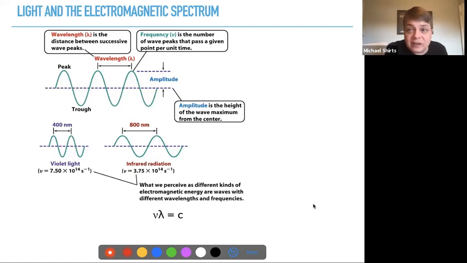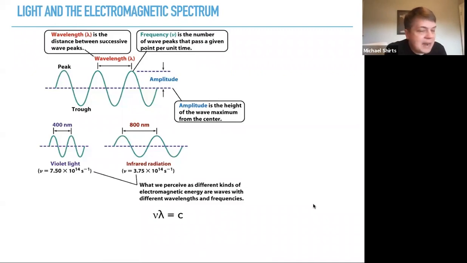Okay, so again, what we perceive as different kinds of electromagnetic energy are waves with different wavelengths and frequencies. And here is the fundamental relationship that's important: the wavelength times the frequency is equal to the speed of the wave. In this case, if it's electromagnetic radiation, the speed is always the speed of light, no matter whether it's violet light, infrared radiation, gamma radiation, all of them have exactly the same speed. And so if you know the frequency and you know the speed of the wave, then you know the wavelength. So for light, we always know the speed. If it's the speed of a wave in water, then that is not the speed of light. You need to know what the speed of that is, or the speed of sound.